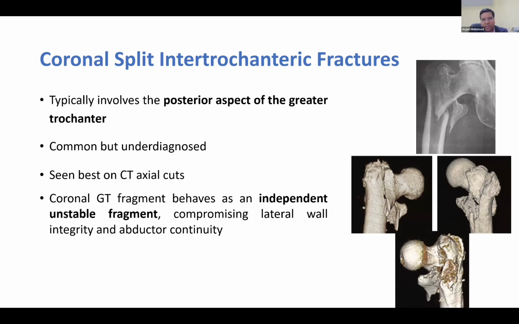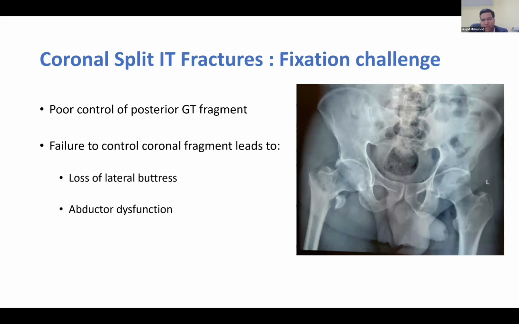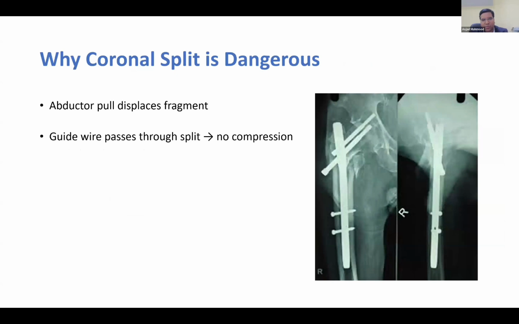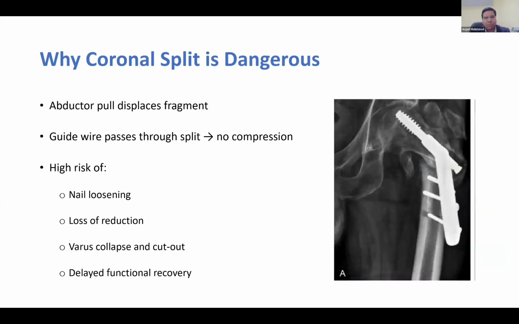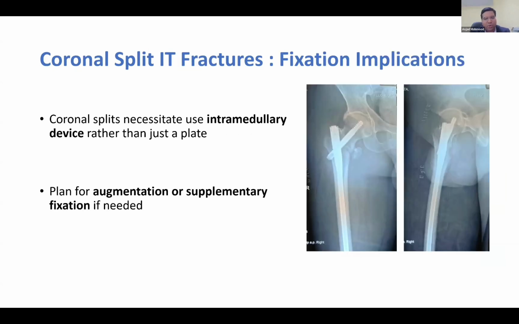In the cases of coronal split fractures, there is poor control of the GT fragment, and failure to control the fragment leads to loss of lateral buttress or abductor dysfunction. So here also the choice of implant is intramedullary, because there is a high risk of nail loosening, loss of reduction, varus collapse, or delayed functional recovery if it is left in situ. The intramedullary implant is the choice of implant, and a plan for augmentation or supplementary fixation may be needed if the fracture is not so stable.